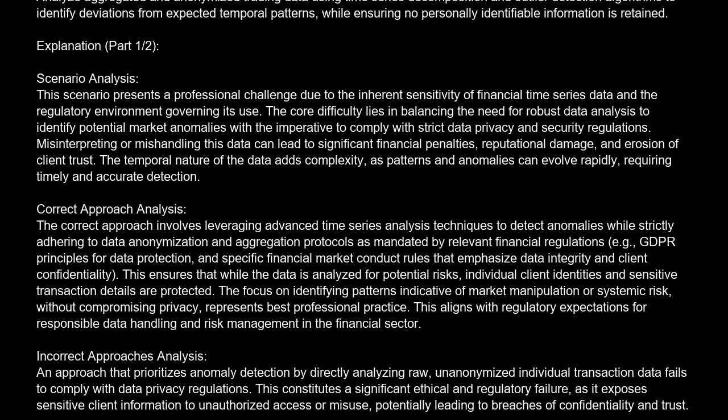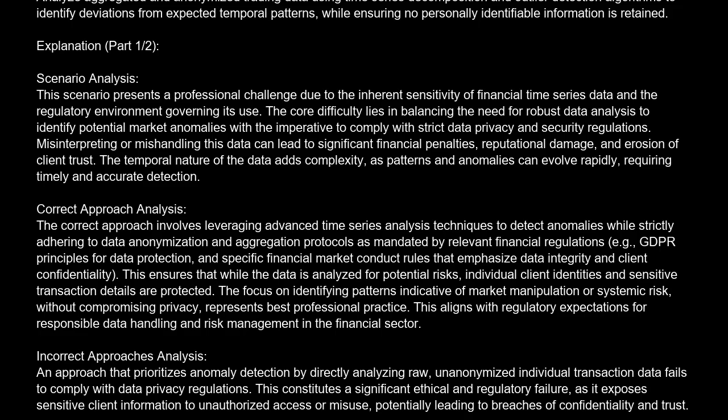The correct answer is B. Analyze aggregated and anonymized trading data using time series decomposition and outlier detection algorithms to identify deviations from expected temporal patterns, while ensuring no personally identifiable information is retained.